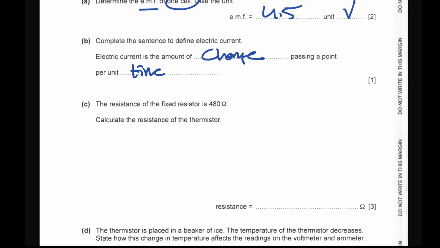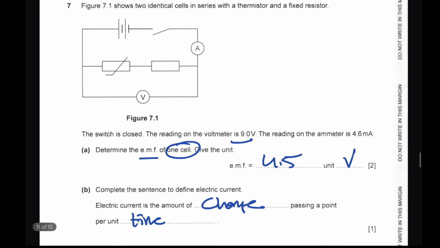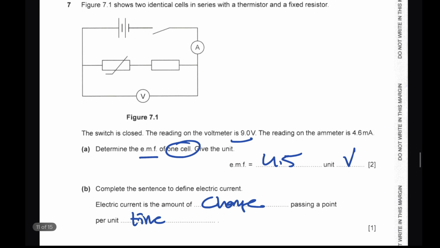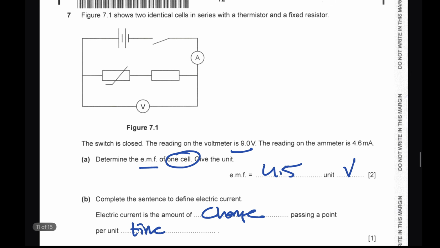So how do we do that? So take a look at this. What is the information we have? So we know that this is 4.6 milliamperes, so 4.6 times 10 to the power minus 3. And we know the voltage is 9 volts.